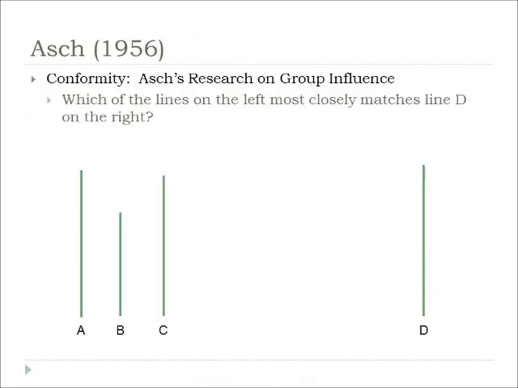Asch's line judgment research analyzed conformity to a unanimous majority. When asked to judge line length alone, subjects were very accurate, 95% of the time. But when confederates made an obviously incorrect judgment, subjects tended to comply, 75% of the time. For example, if you were alone and were asked which of the lines on the left most closely matches line D on the right, you would most likely say A, which is correct.